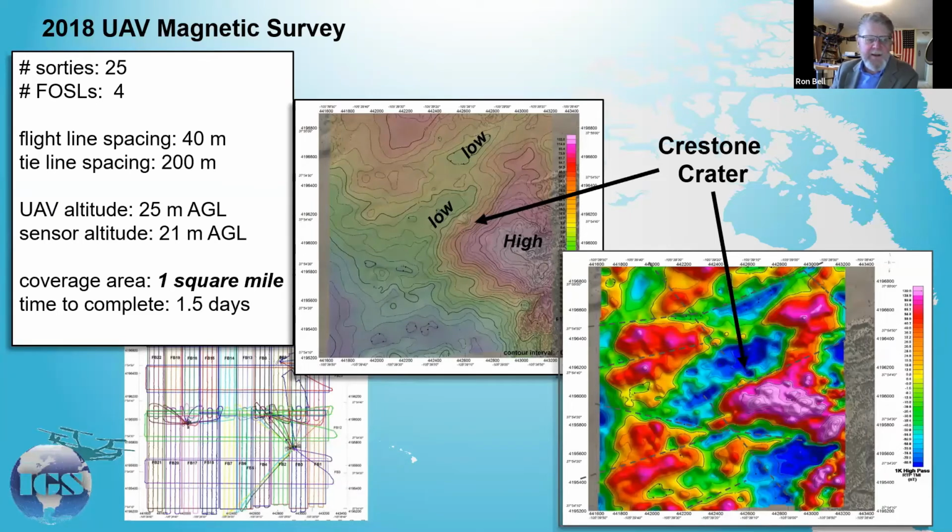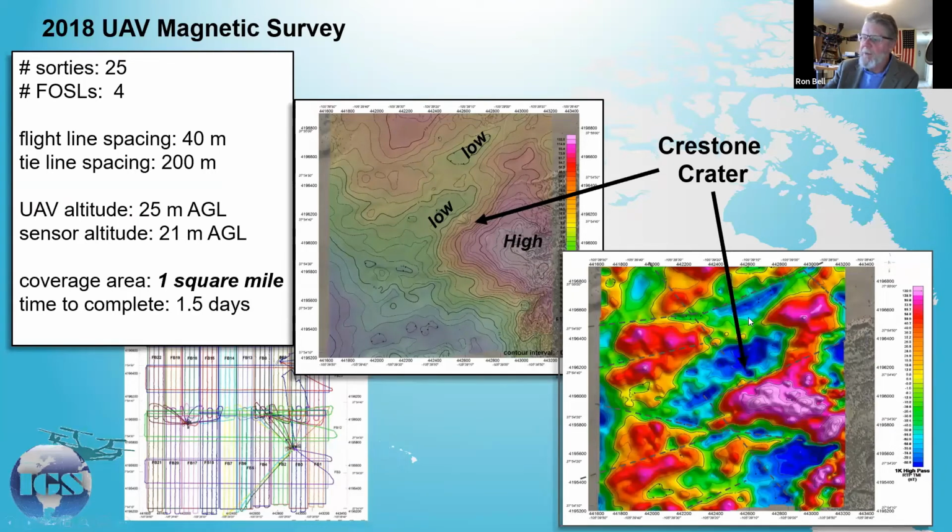It took us about a day and a half to acquire all that data. And then the bottom, the total magnetic intensity map is there. You can see that those lows that I identified in the 2017 project are in fact real. And we were able to still see, at this flight line spacing, the Crestone crater response.